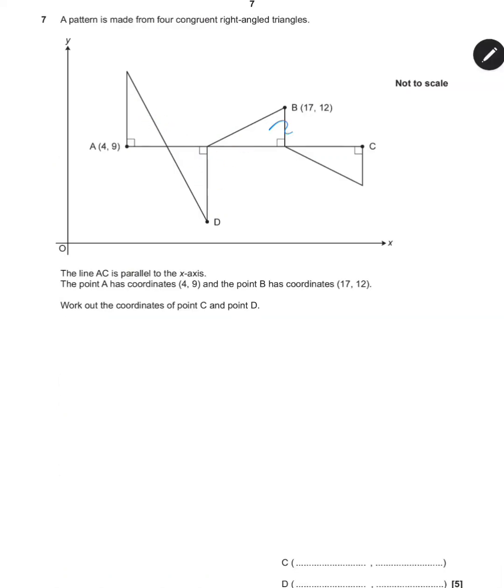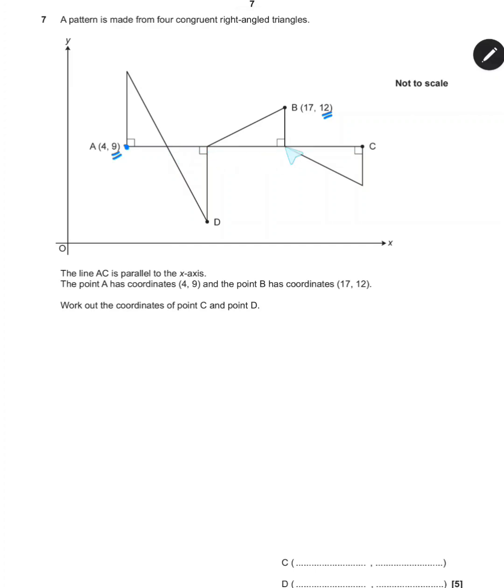We've got 4 congruent triangles. That just means they're exactly the same. And we've got 2 coordinates. And what we're looking for is the coordinates of these 2 points here. So let's have a look at what we've got. We know that this point is across to 4 and up to 9. So if this point here is 9 high on my y-axis, if we move across to this point here, we're coming all the way across to 17 and up to 12. So this point is 12 high.